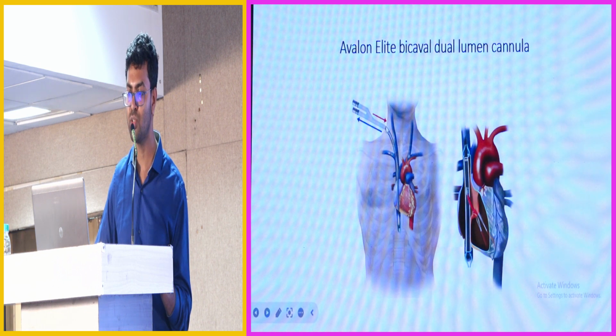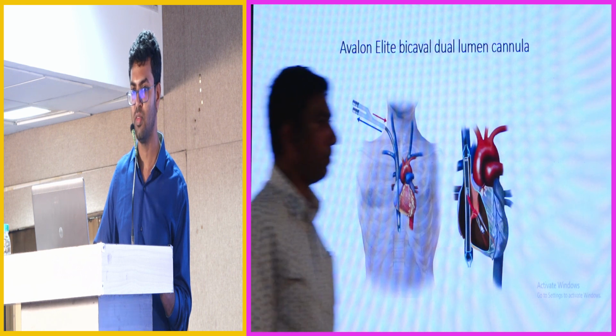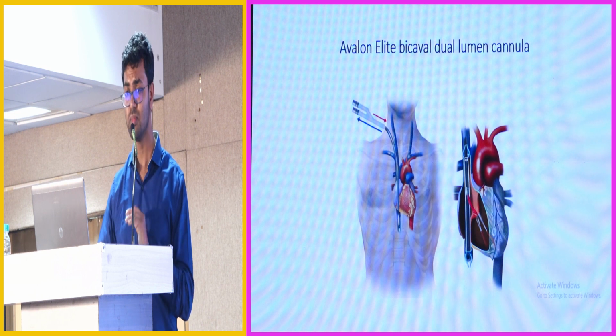This single cannula has two lumens, which is an Avalon Elite bicaval cannula. One lumen acts as your drainage cannula, the other lumen acts as a returning cannula. The drainage cannula has holes, the distal ones in the IVC and the proximal ones as well, so it collects blood from both the SVC and IVC and sends it to the ECMO, and the returning cannula opens here. The jet should be directed towards the tricuspid valve. So with a single cannula in the neck, you can put the patient on the ECMO circuit.